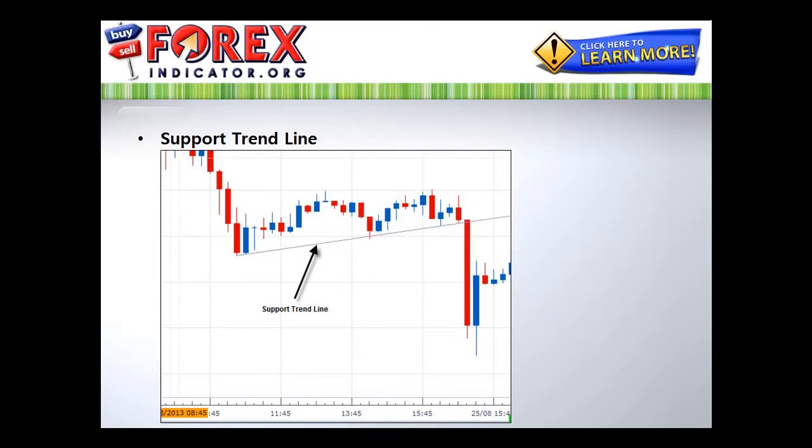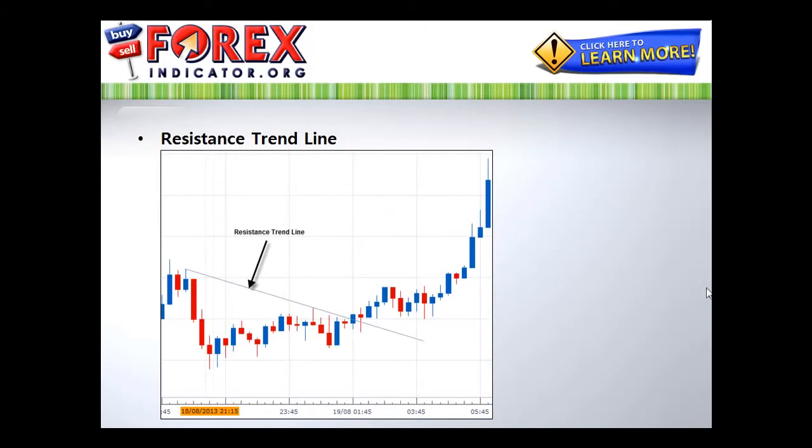So the next one is a resistance trend line. A resistance trend line is often formed above the candle, can you see that? It is always above, serving as resistance before the price breaks upwards. So these are the two types of trend line that I'll be teaching you today in this video tutorial. So let's take a look at it now.